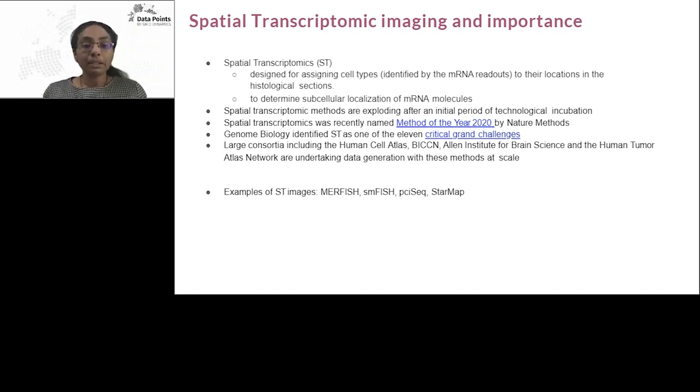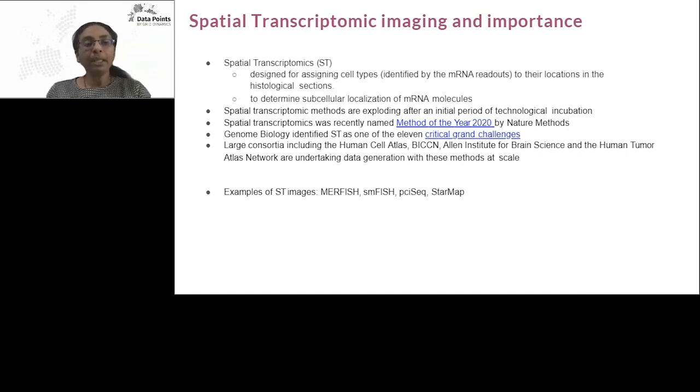There are many large consortia like the Human Cell Atlas, the Allen Brain Institute, and the Human Tumor Atlas Network that are undertaking huge data generation projects using single-cell transcriptomics imaging. I've shown you MERFISH, and these are other examples of spatial transcriptomics images out there.